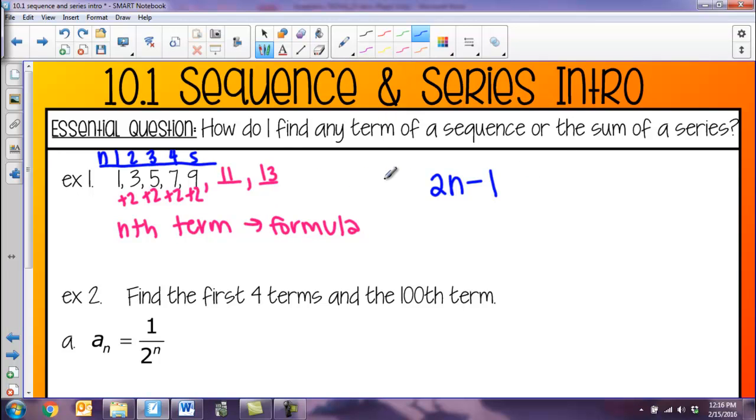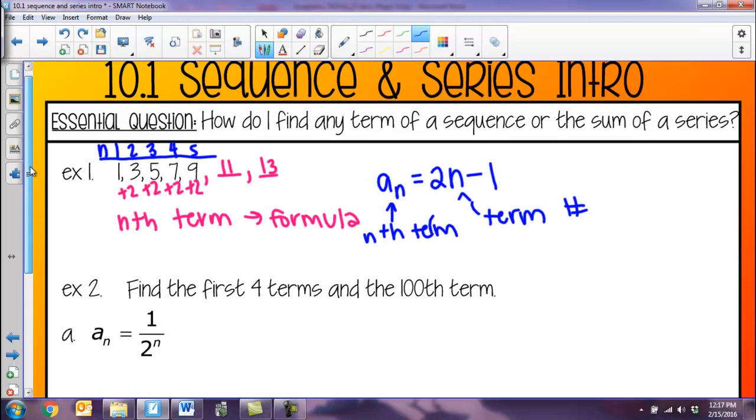The new notation that we're going to talk about is a sub n, and that's kind of like a y. So this is just whatever the nth term is. The n is just the term number. And then this whole formula is just how you would find the nth term.